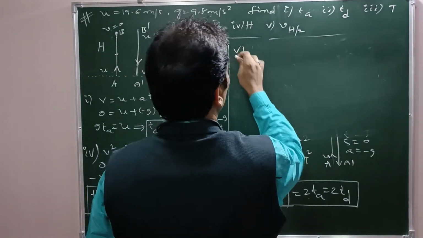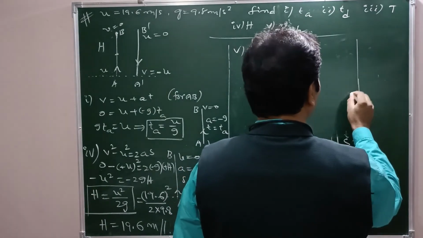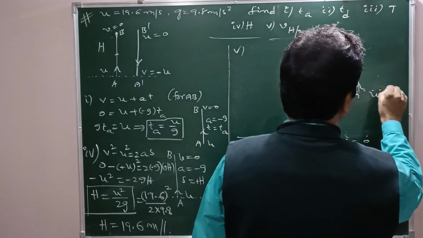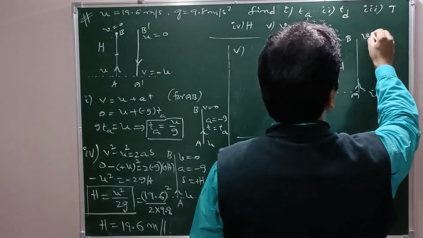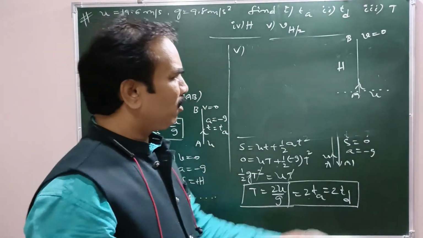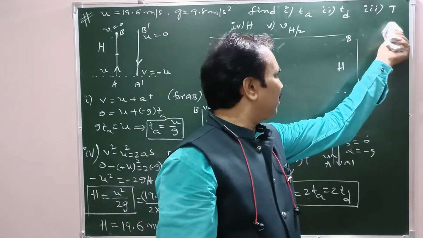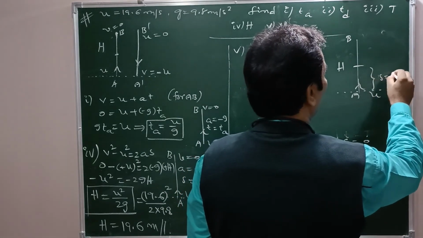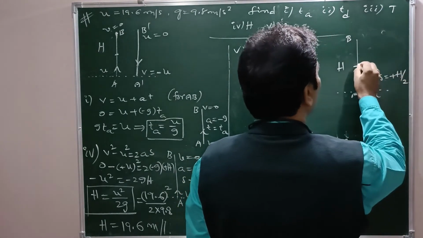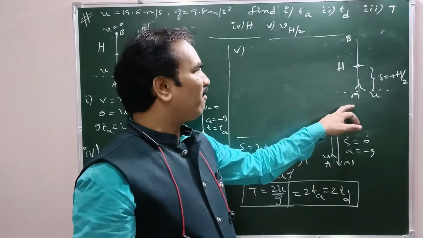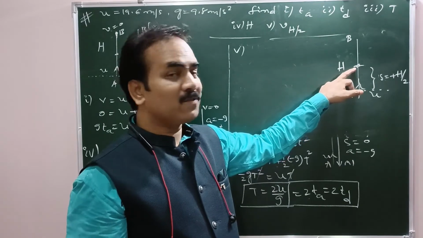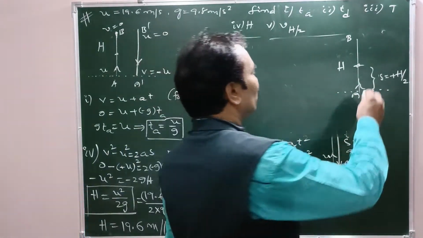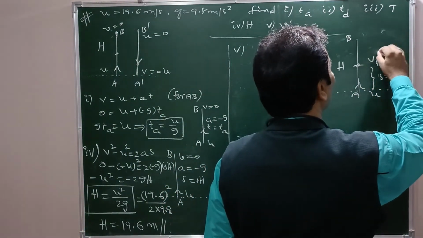Question number 5. See this one, segment A, B. Initial velocity at A, that is u. This is the reference line. Total height h. Here velocity is 0 at the highest point, but we don't need velocity at the highest point. We need to find velocity at half of the maximum height somewhere here. See this one, s equal to plus h by 2. This is the midpoint, midway of A and B, at which we need to find the velocity of the body, right?